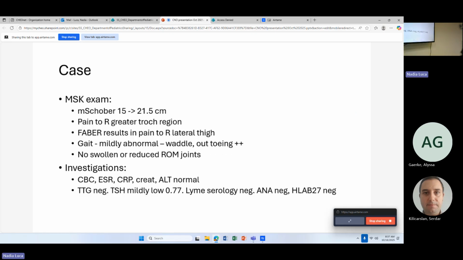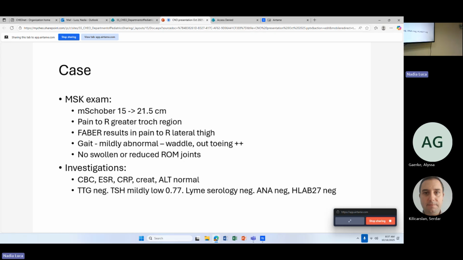On his exam, I just put the focused MSK exam up there, but his general exam was really unremarkable. He had a normal modified Schober. On focused exam, he did have pain around the right greater trochanter, and not specific. The FABER test, which we do to determine if there's sacroiliac pain, only resulted in pain to the right lateral thigh region. He did seem to have an abnormal gait to me. I described it as a bit of a waddling gait and a little bit out-toey. And his peripheral joints were absolutely perfect. I couldn't detect any swelling or reduced range of motion.